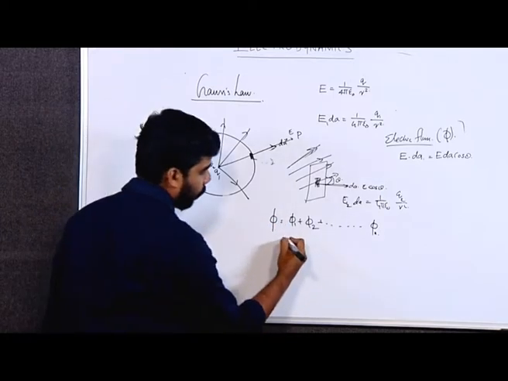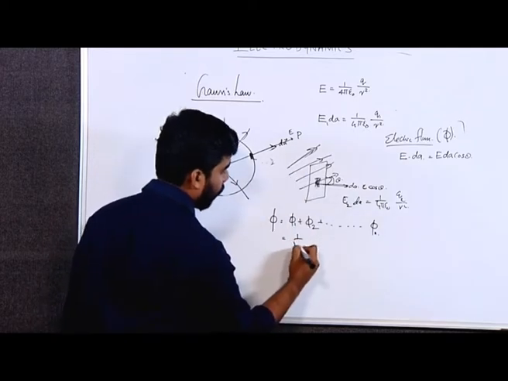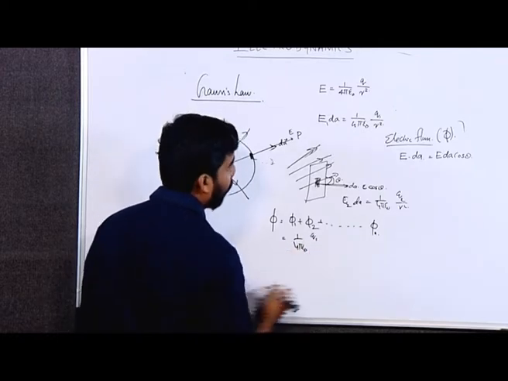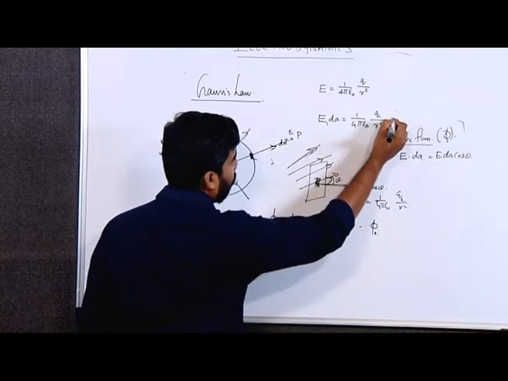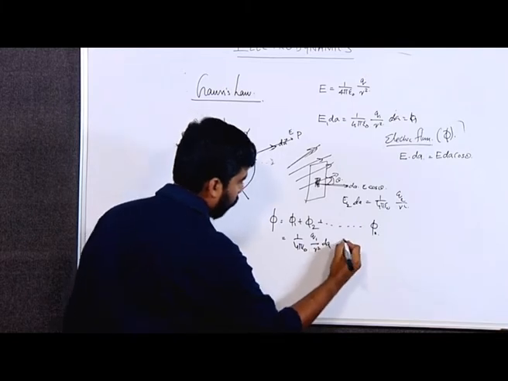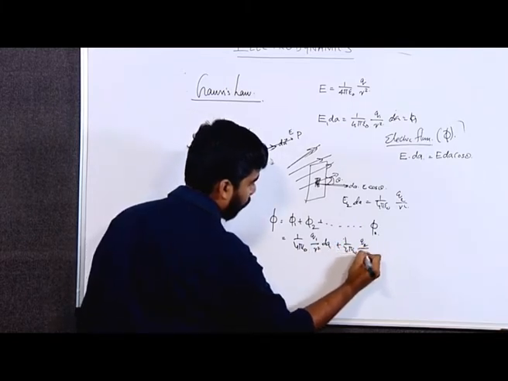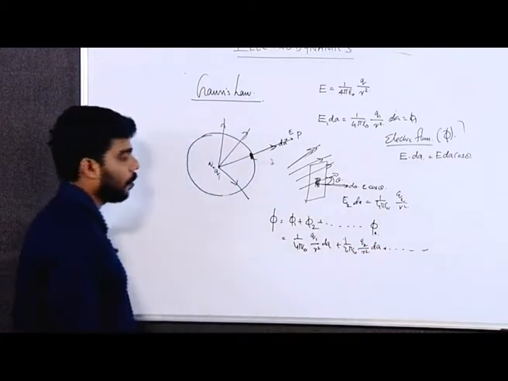So phi is equal to, what is phi? 1 by 4 pi epsilon 0 q1 by r square into dA. This is phi 1, into dA will give you phi 1, which is equal to plus 1 by 4 pi epsilon 0 q2 by r square into dA, like that it will go.